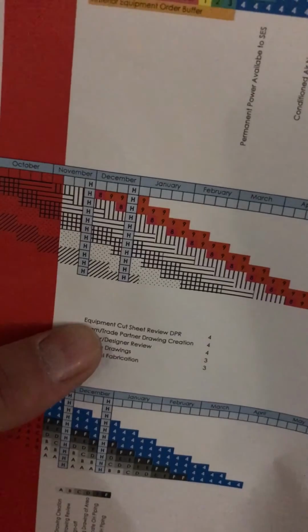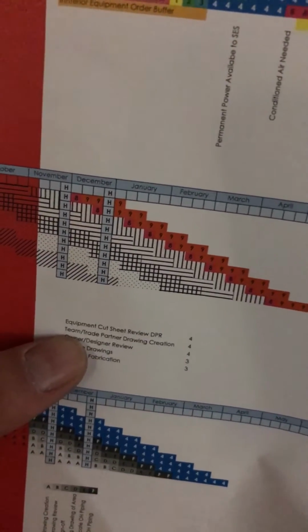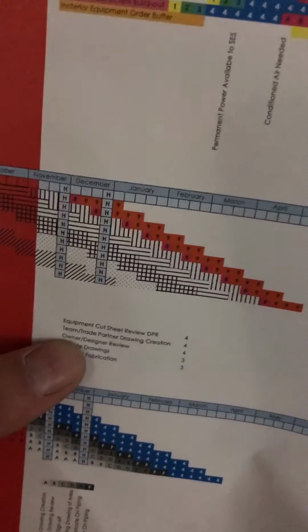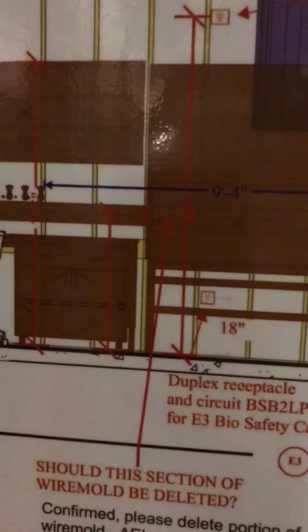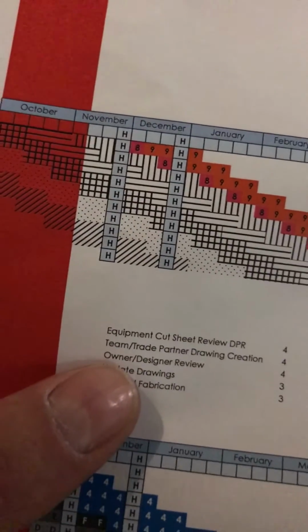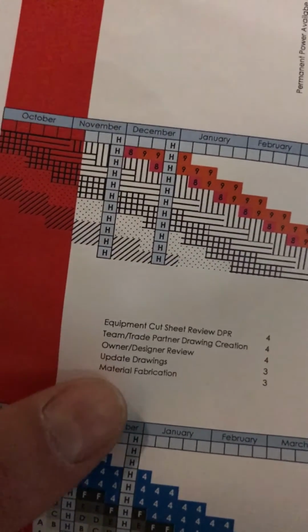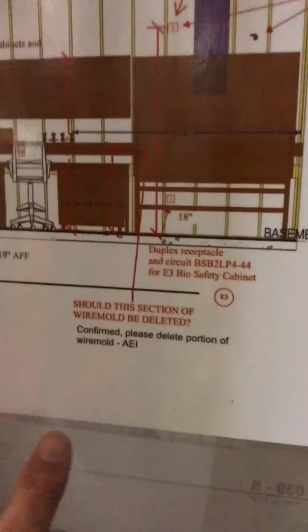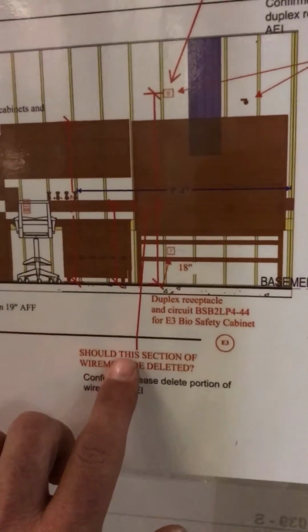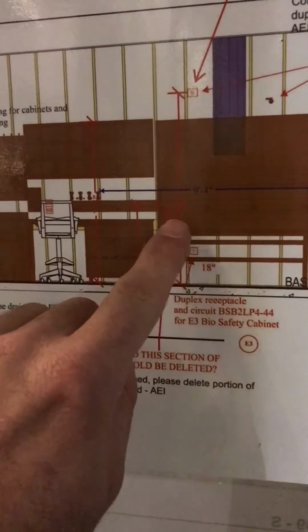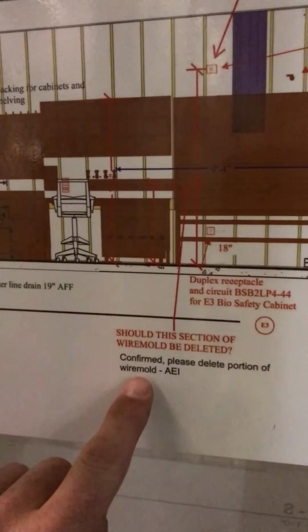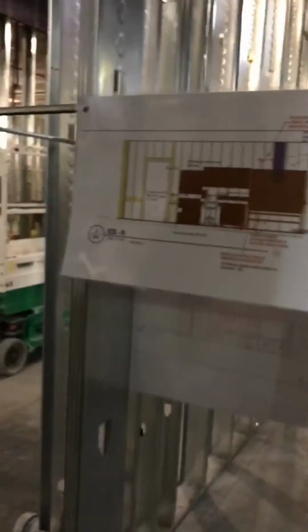So we go through any cut sheets for equipment. We create the drawings, so the backgrounds that they just told you about. Then once we get everything placed in there, so what I mean by that is we get all the outlets, we get the backing, we get everything placed in there. We go ahead and send that to the owner and designers to review. And then once they give us their updates, we update the drawing, and then we're able to go fabricate any materials for these walls. So just like JC said, they assumed that this piece of wire mold should have been deleted, and the design team confirmed that. So they were able to coordinate all of this stuff.